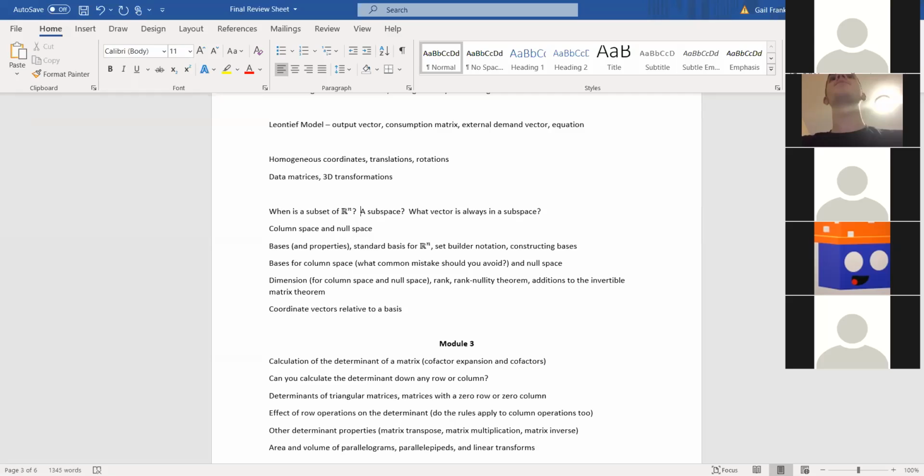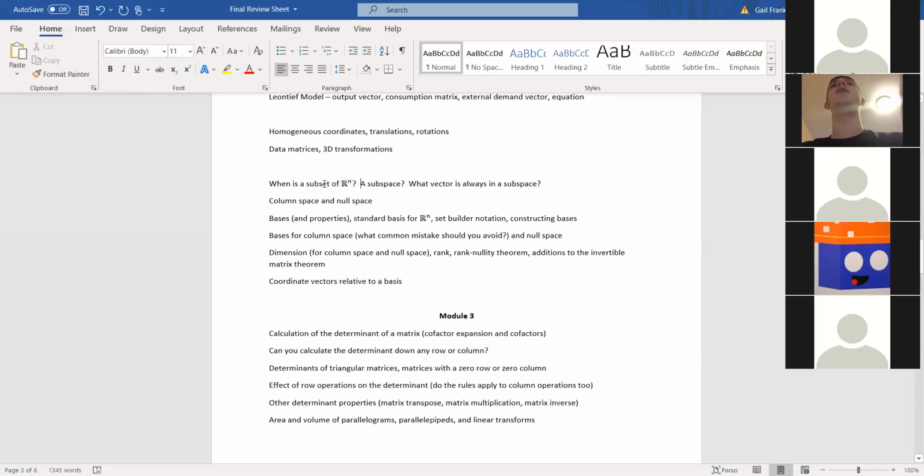Real reason we care about them is we want to know when a subset is a subspace. A subspace is a subset of Rn that is closed under scalar multiplication and addition. So if you add any two vectors in the subspace, the result will always be in the subspace also. And if you multiply any vector in the subspace by a scalar, then the result will also be in the subspace. And this also implies that the zero vector is always in the subspace, because if you multiply any vector in the subspace by 0, you'll get the zero vector, and that has to be in the subspace.